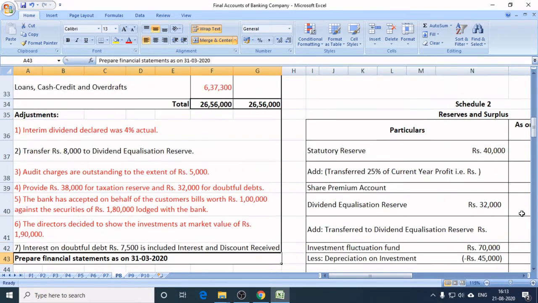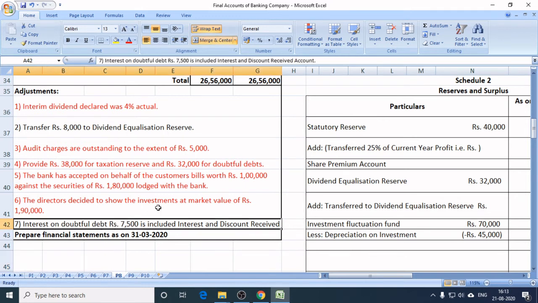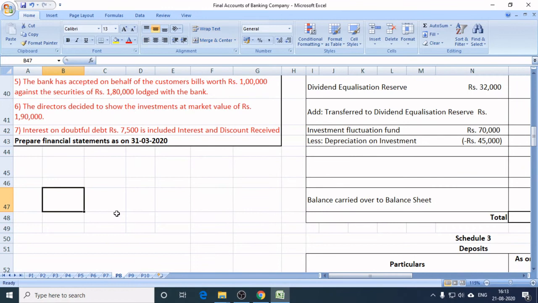Okay, the next is, now this is important. Okay, interest on doubtful debt of rupees 7,500 is included in interest and discount received account. Let me tell you, the bank's advances, so whatever loans given by a bank, I mean to say advances, are classified in two categories, that is performing assets and non-performing assets.